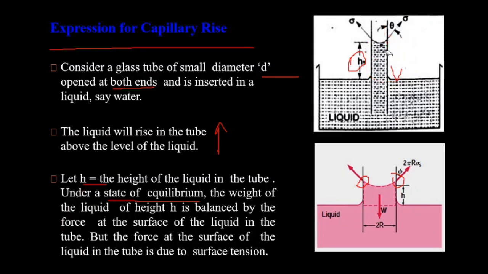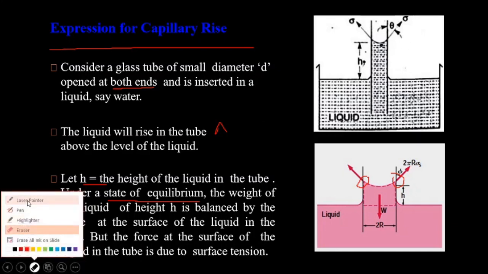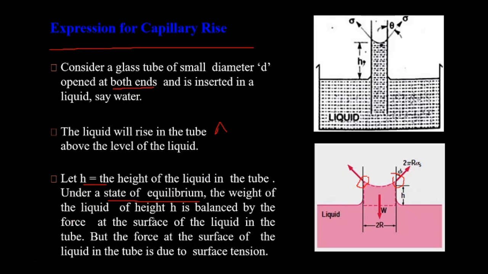So here, what should we understand in this slide? h is the height of the liquid in the tube which is raised, okay, and this height of the liquid should be in equilibrium. It should be balanced by the force, and which force? At the surface of the liquid there is a force called surface tension which acts on this liquid.